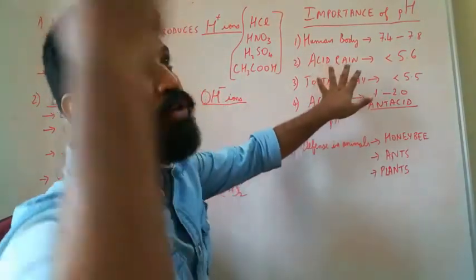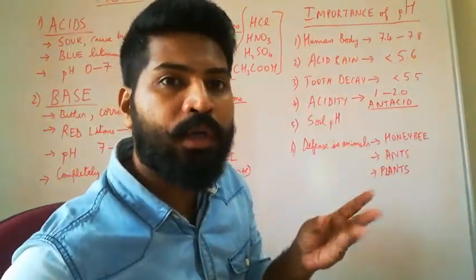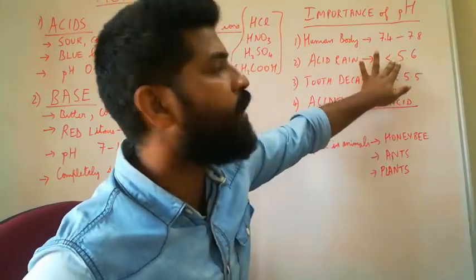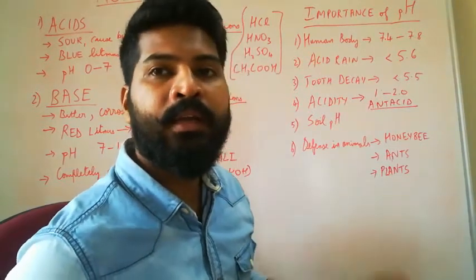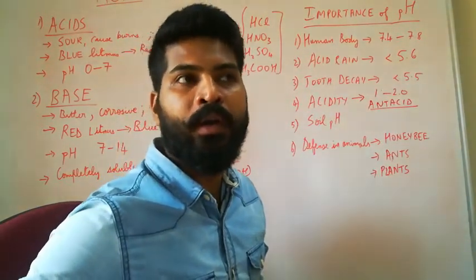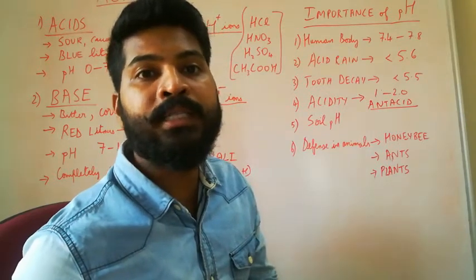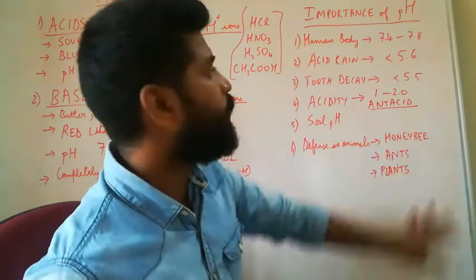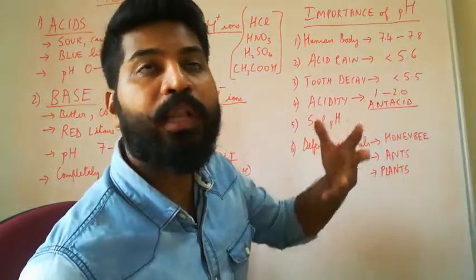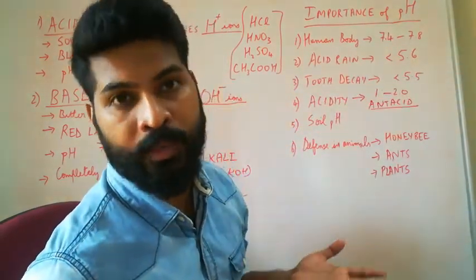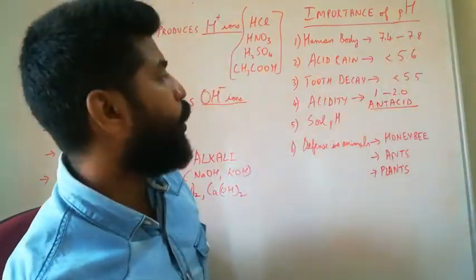For example, the natural phenomenon acid rain. When the pH of the rainwater is less than 5.6, this acid rain, if it falls into lake, pond, river, it can damage the aquatic plants and animals. So, acid rain can also damage important historical monuments and corrode them. So, here also pH plays an important role.